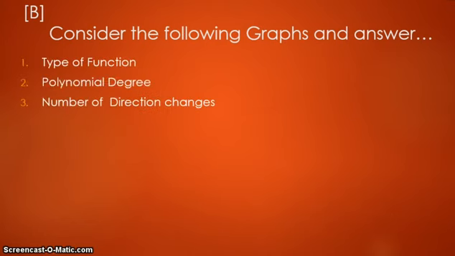So let's talk about three things: type of function, polynomial degree, and the number of direction changes. Number of direction changes is something a little different. We're going to talk about what that means. But I picked three very easy functions to consider. So let's take the first one.